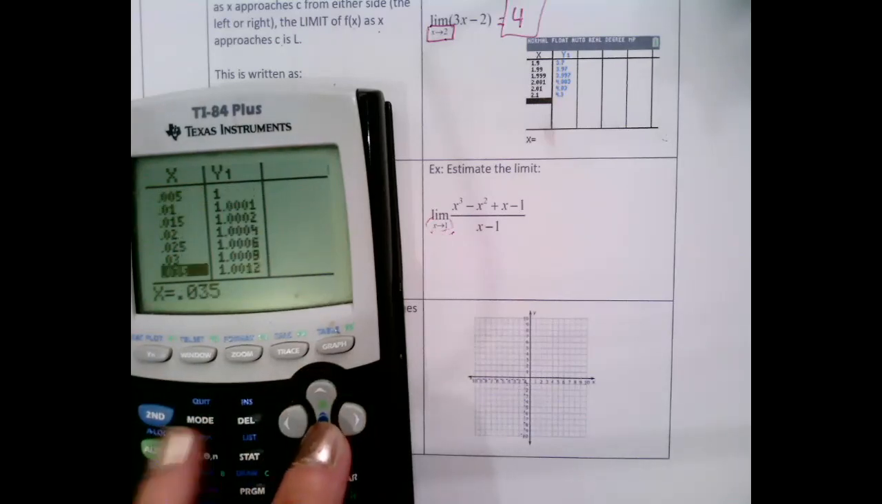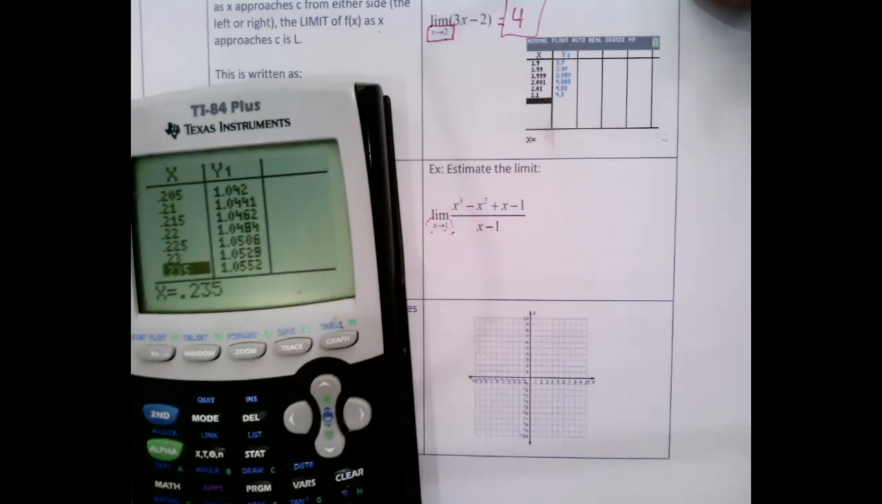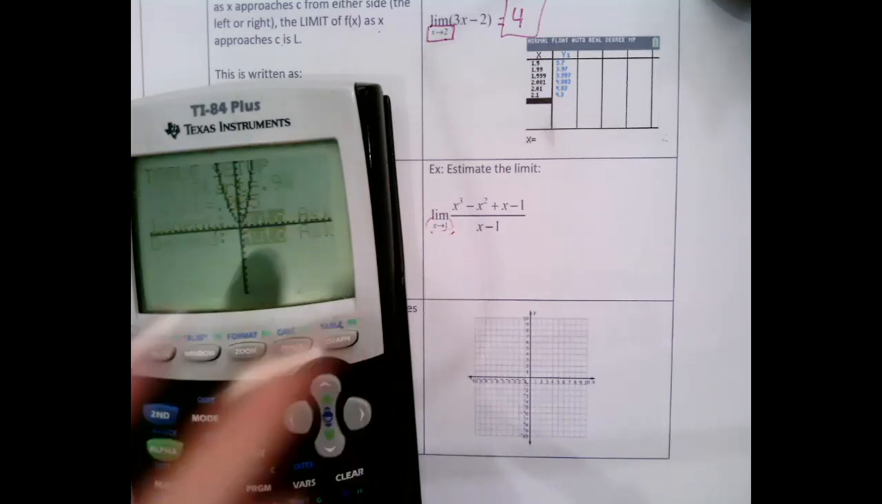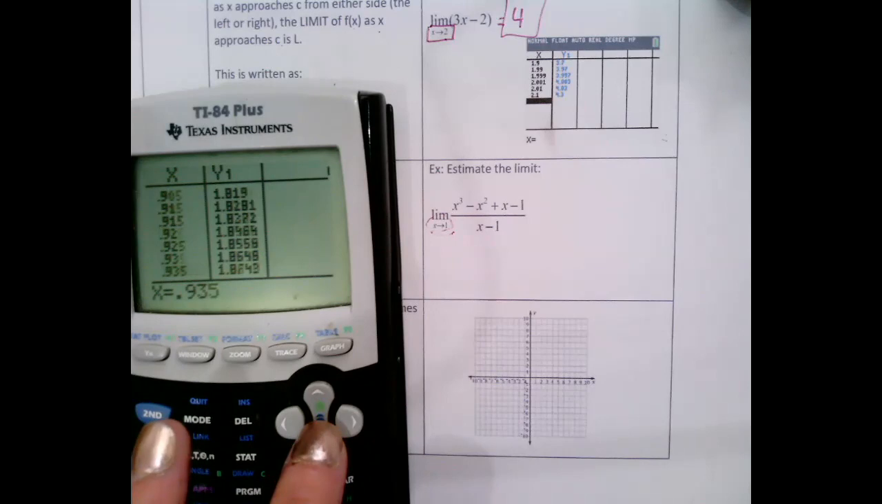So here I want to get really close to 1. I probably should have started at like 0.9. So yeah, let's do that. That way we don't have to scroll through everything. And then go to our table. Okay, so 0.9. We're still going to have to scroll a little bit.